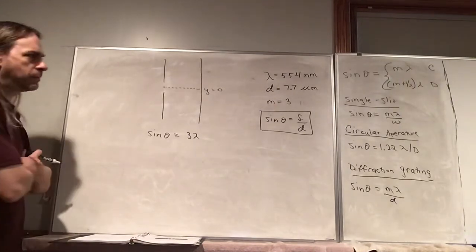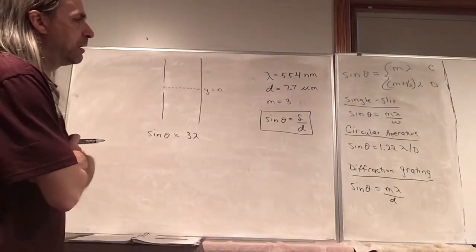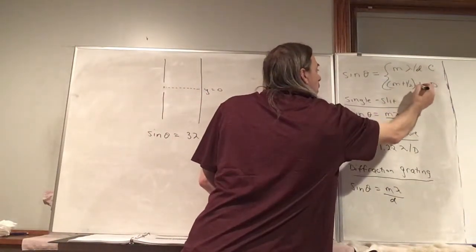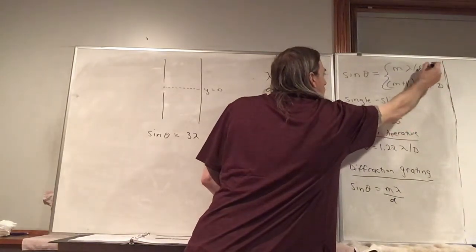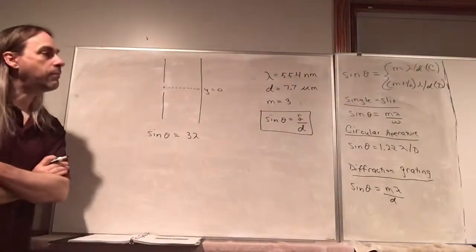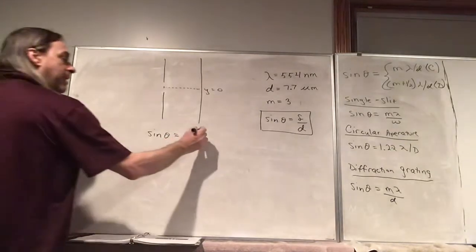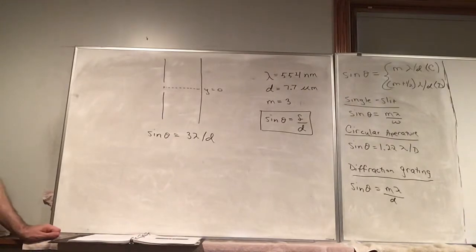Oh wait, I wrote down the wrong equation entirely. The units are not making any sense here. Sine of theta has to be dimensionless. Forgot to divide by d. So here, we have sine of theta equals 3 lambda divided by d.